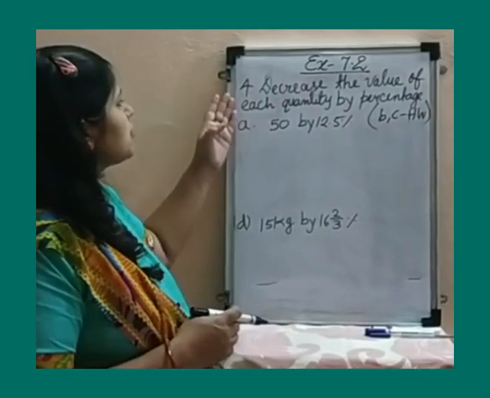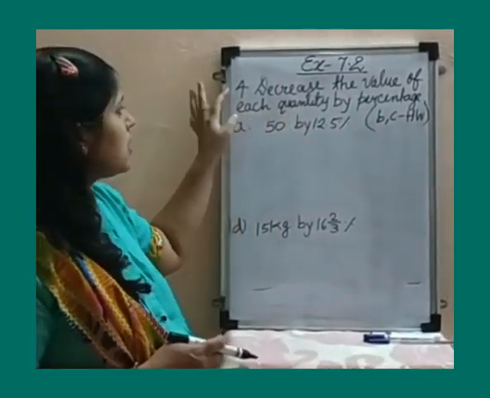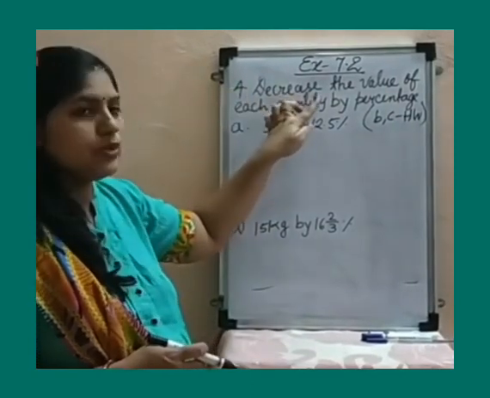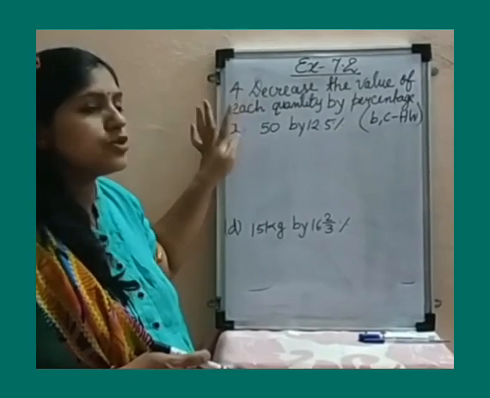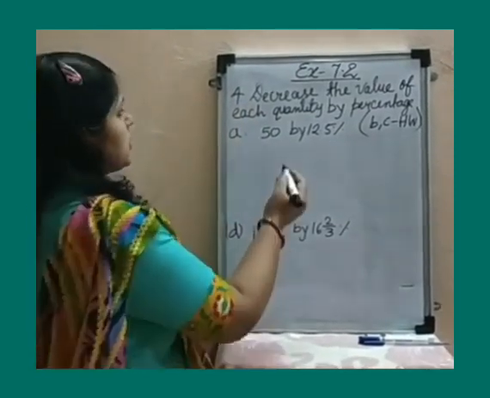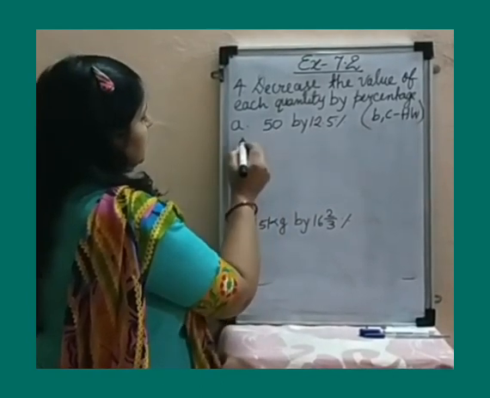Next is our 4th question. This is the next question: decrease the value of each quantity by the given percentage. In our last question we increased the value, so we added the numbers. Here we decrease the value, so we will subtract the number. First we will find out 12.5% of 50.